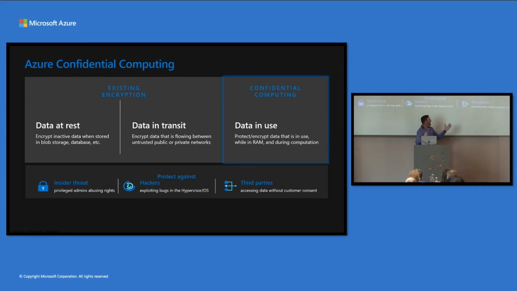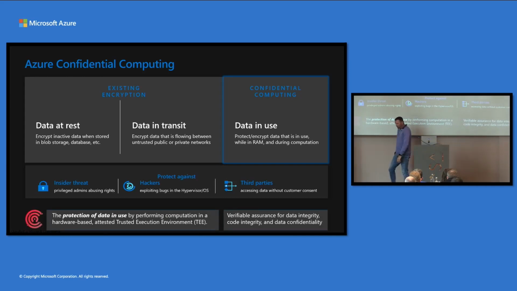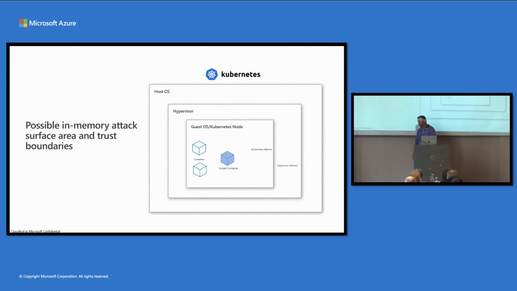And so you look at, from an encryption perspective, now it helps complete our encryption story, right? So obviously before we had data at rest and data in transit. Now with confidential computing, we bring in data in use. This protects against insider threats, data breaches, and third-party hackers as well. And so now, think of this as protecting against in-memory attack surface areas and helping establish trust boundaries.